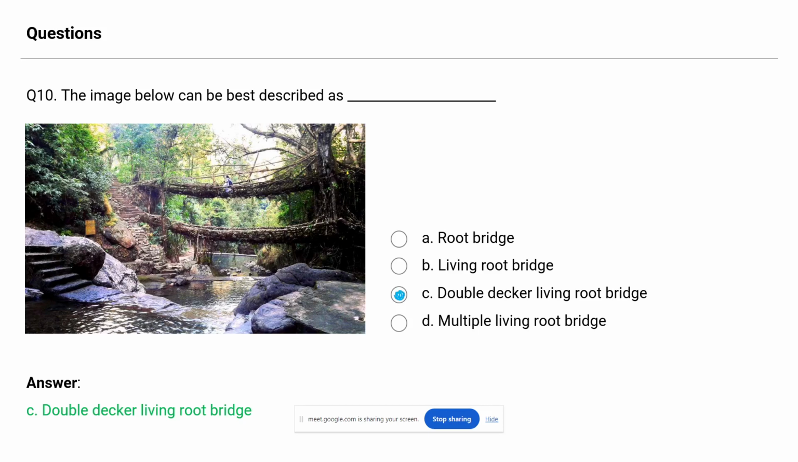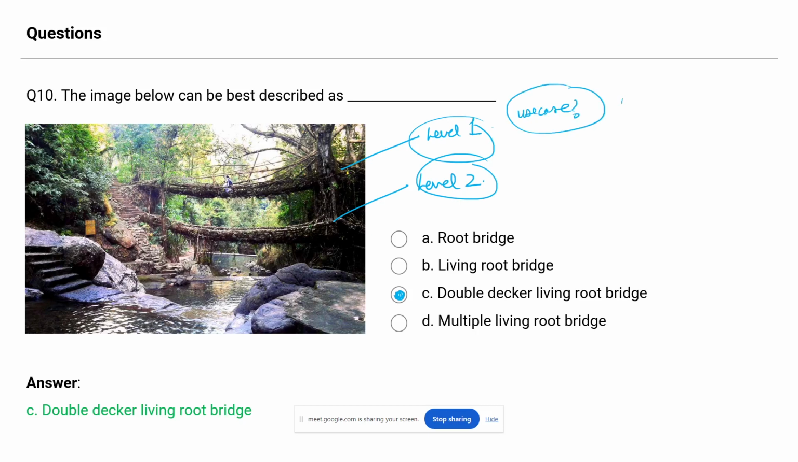Why double decker? You can see, this is at level 1. This one is at level 2, right? It is on two levels. And what could be the use case? Why double decker?